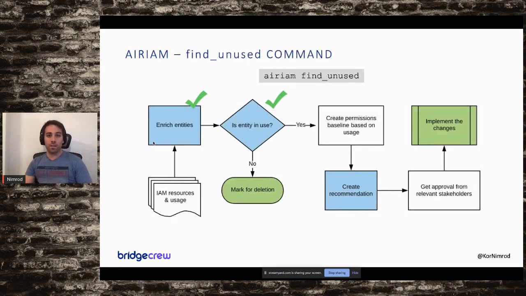Great, so let's dive into the tool. The first command is called find unused, and what it does is collect all the entities from IAM, enrich them with usage, and check whether the entity is in use or not. So it's the first part of our workflow. It's very easy to codify, but it's hard to do when you do it manually. So let's do a quick demo. What do you think about that?